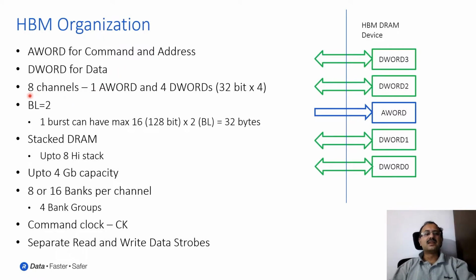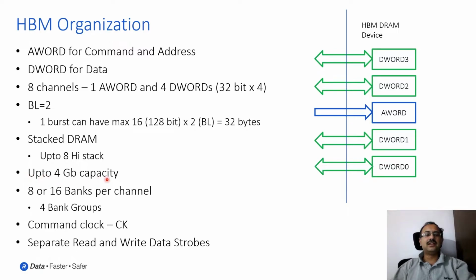mask data. There were 8 channels in the first generation of HBM DRAM, and each channel had 1 A word and 4 D words. So that made it 32-bit into 4 or a 128-bit data bus per channel. So this is what a single channel would look like, the A word in the center and D words 0, 1, 2, 3 organized. The burst length that was supported was 2. So a single burst could have 128-bit into 2, which would come to 32 bytes, which is typically a single cache line size. The DRAM is of course stacked, in the sense dies are stacked one above the other vertically, and up to an 8 high stack was supported in the first generation.